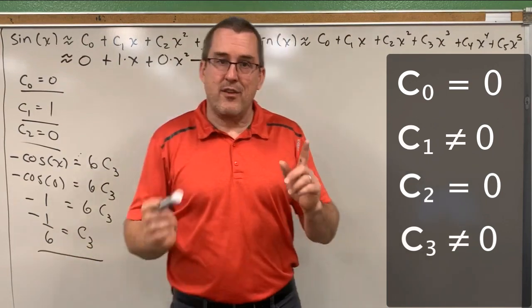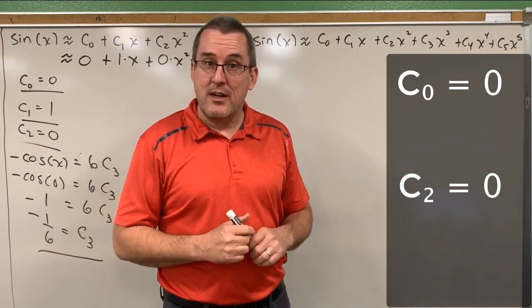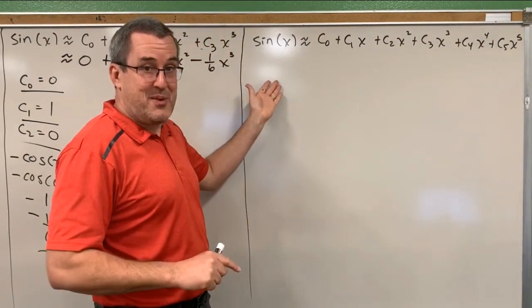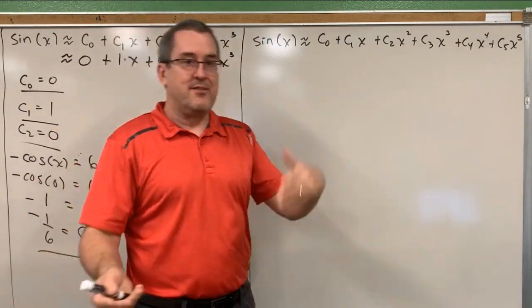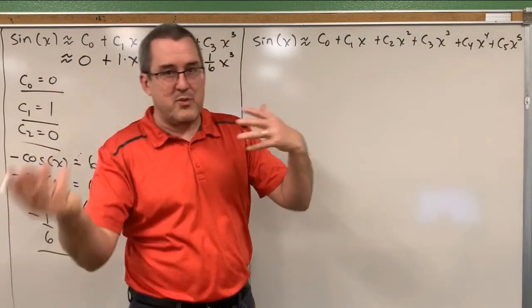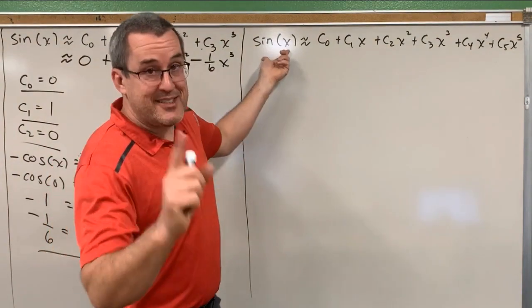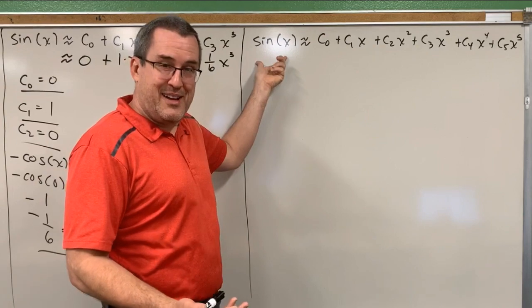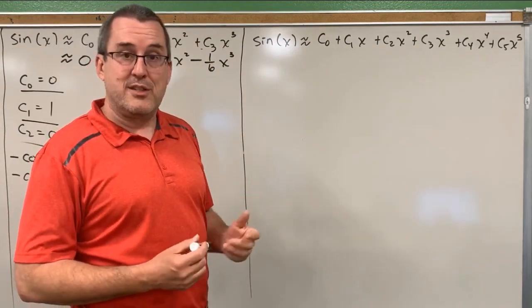Do you see that every other term in our polynomial will have a coefficient of 0? Why? As we work through this, we're going to keep taking derivatives. The derivative of sine involves cosine, and the derivative of cosine involves sine, so we bounce back and forth between sines and cosines. Every time we get back to sine and we center at x equals 0, the sine of 0 will be 0, thus making that constant, that c sub whatever, 0.